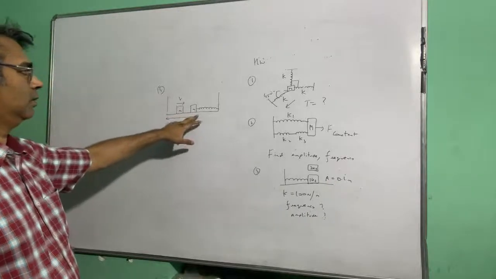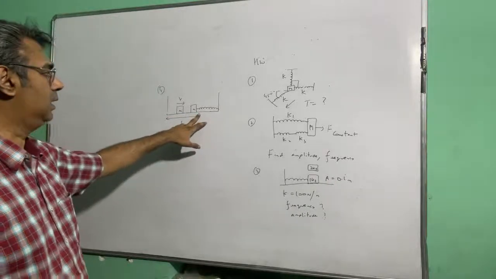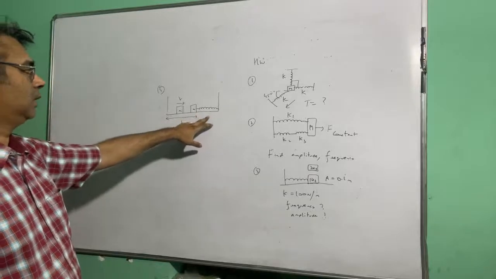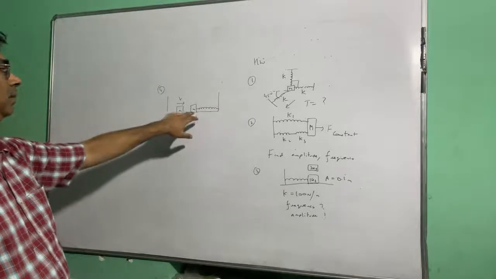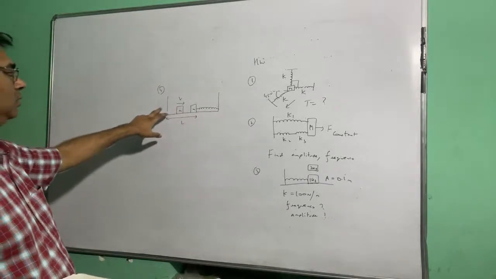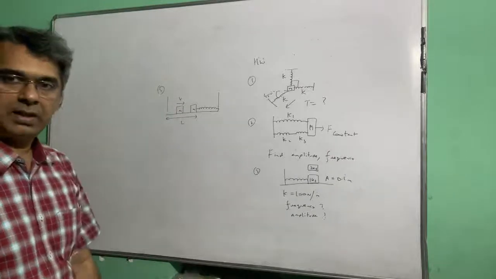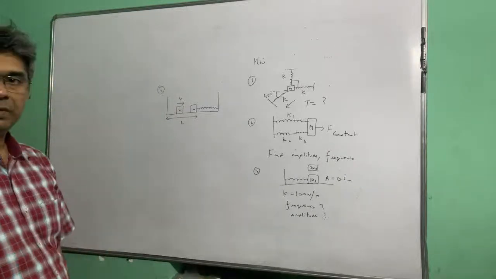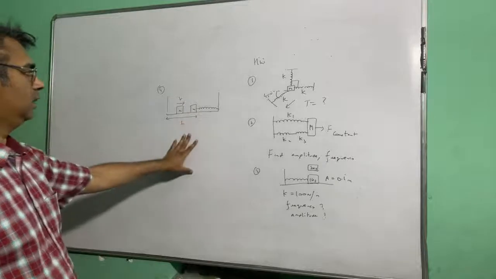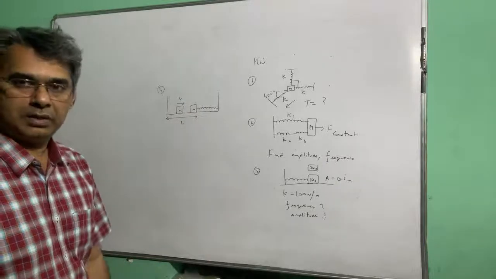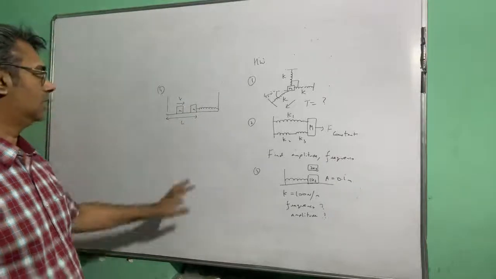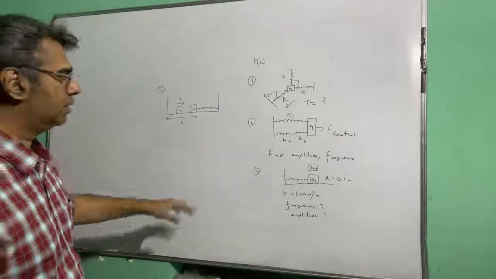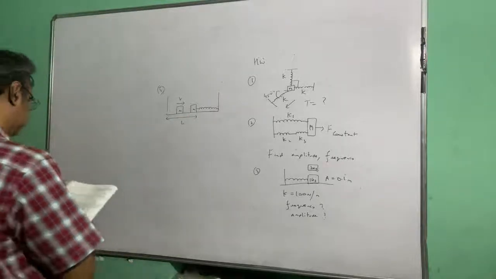So these two blocks will collide elastically, and after that this block will oscillate and then come back and again collide with this block, which will go and hit the wall. All collisions are elastic and all surfaces are frictionless. In this scenario, what is the time period of the oscillation? That is the question. Question number 4.